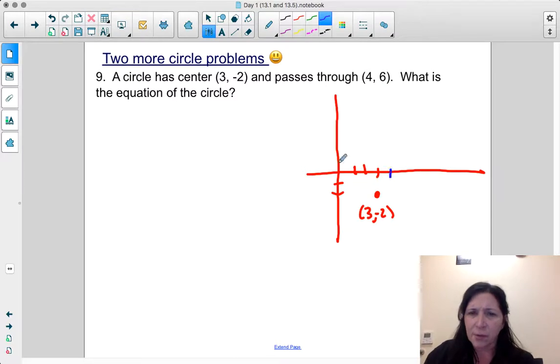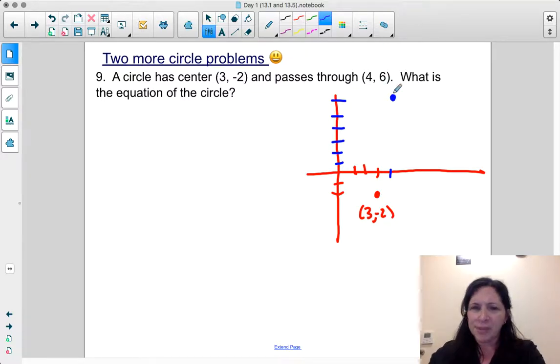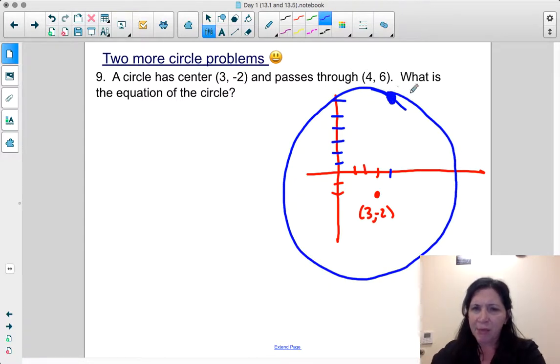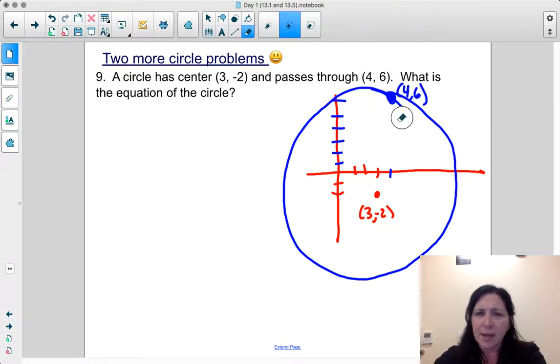So there's 4, 1, 2, 3, 4, 5, 6. So here's (4, 6). Now, be careful, because your circle is passing through that. So keep in mind that this circle is going to look something like this, because it has to pass through this point, which is (4, 6).